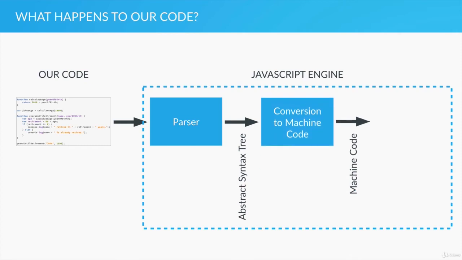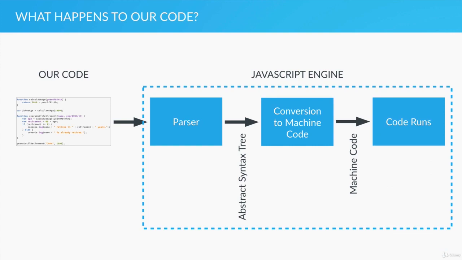So this code is no longer JavaScript code, but a code, or let's say a set of instructions, that can be executed directly by the computer's processor. And it's only then that our code, already converted to machine code, actually runs and does its work.